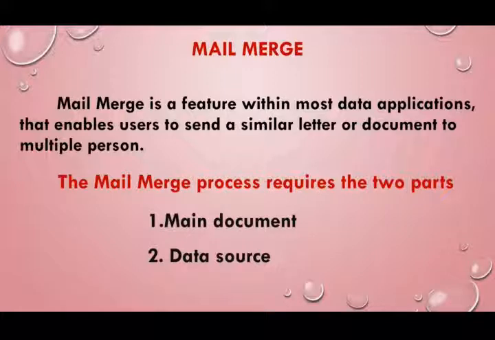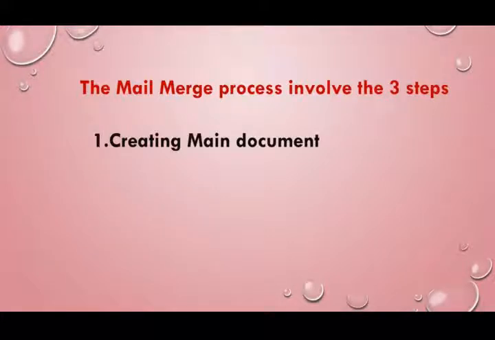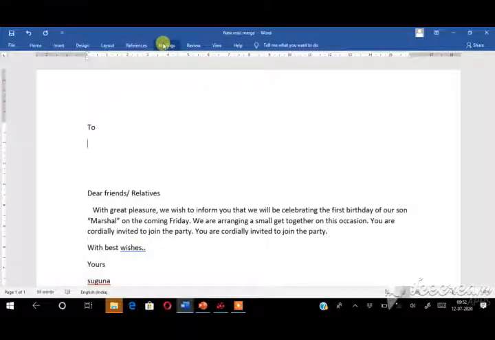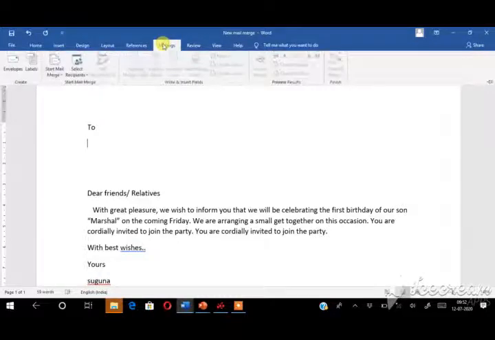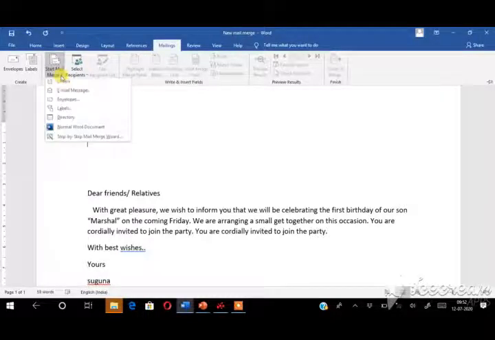So the mail merge process involves three steps. First one is creating the main document, second one is creating the data source, that is the receiver addresses, and last one is merging the main document and data source. Let us see how to create the main document, data source, and finally how to combine these two. First click the Mailings tab and next choose the Start Mail Merge option from the Start Mail Merge group, and next choose Letters from this drop down list.